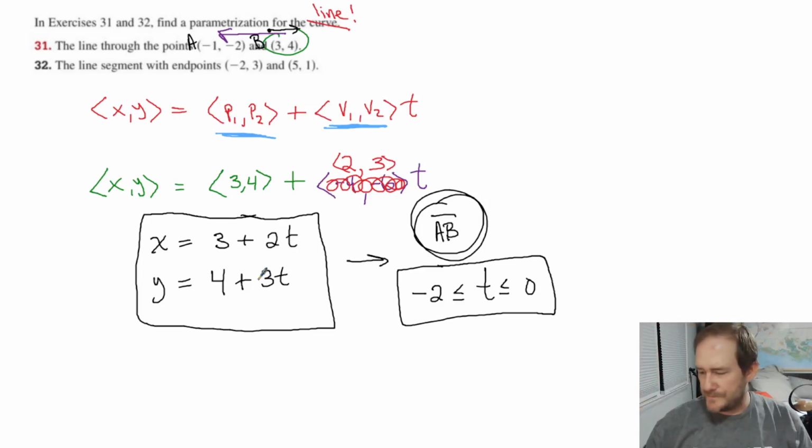Okay, let's do 32. So for 32, I'll do it the more normal way for a segment.